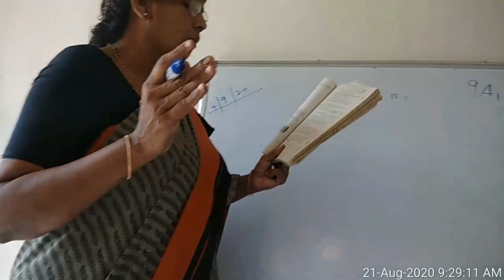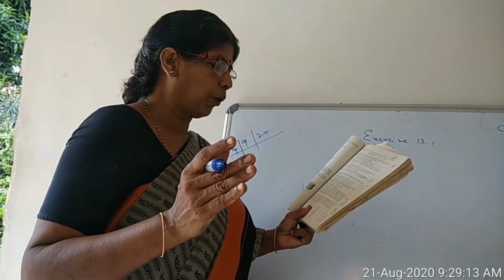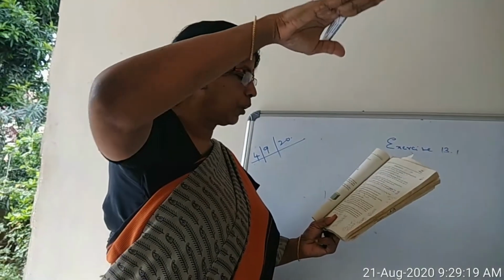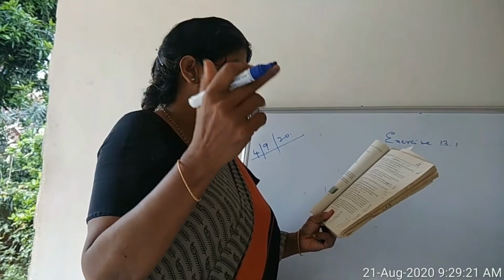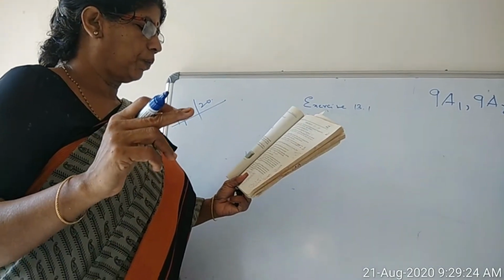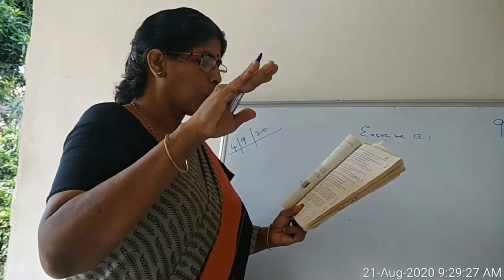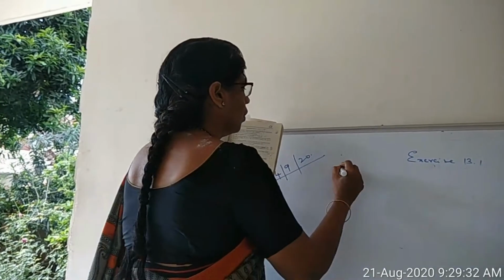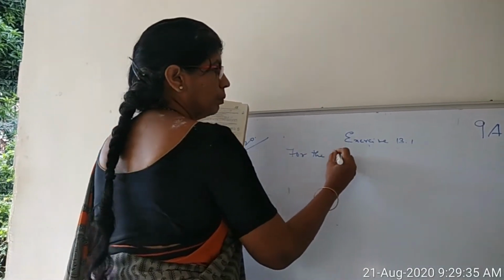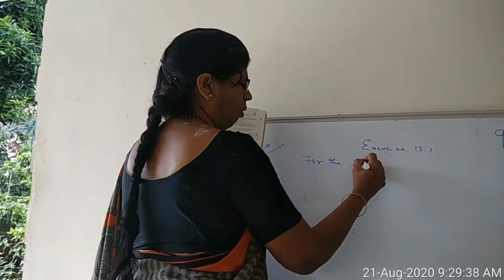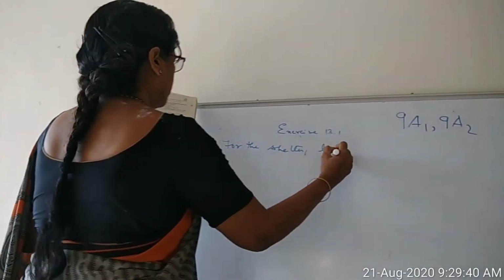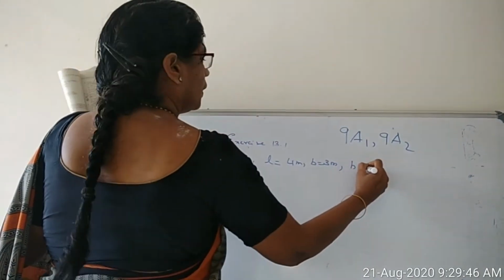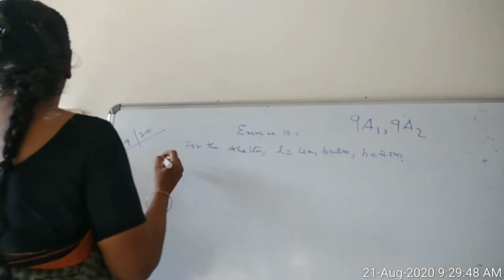A box is an example of what, children? Cuboid. This shelter is covering the four sides and the top. So four sides means what, children? LSA. And the roof area, the top area is what? LB. So for the shelter, length is 4 meters, breadth is 3 meters, height is 2.5 meters.